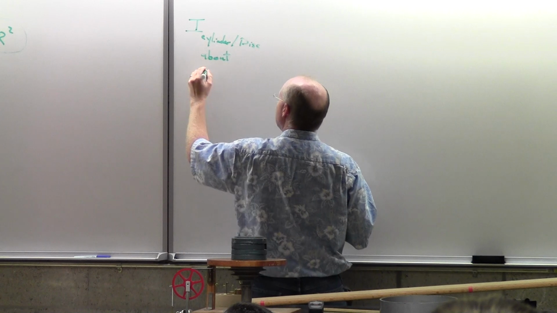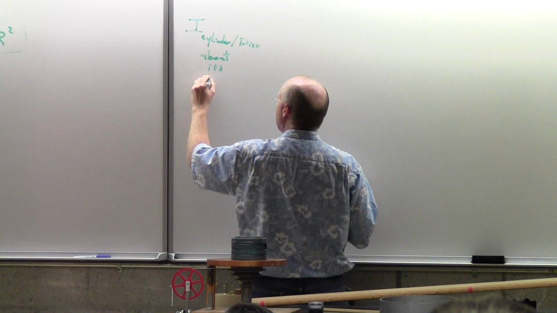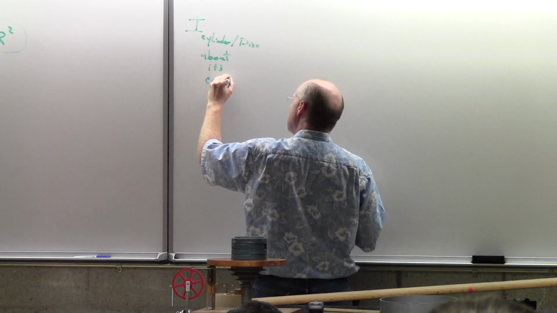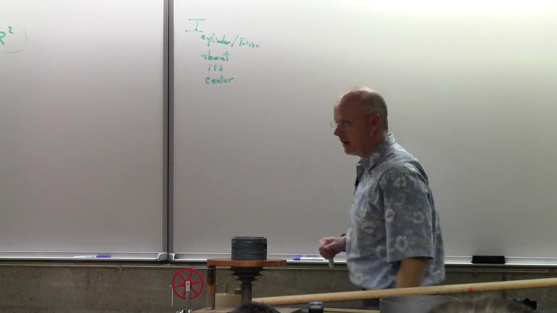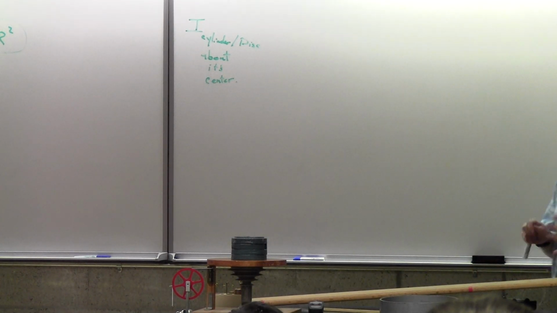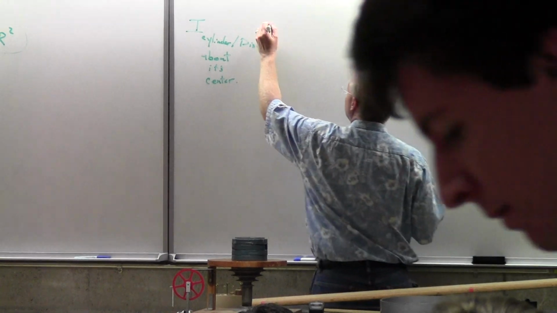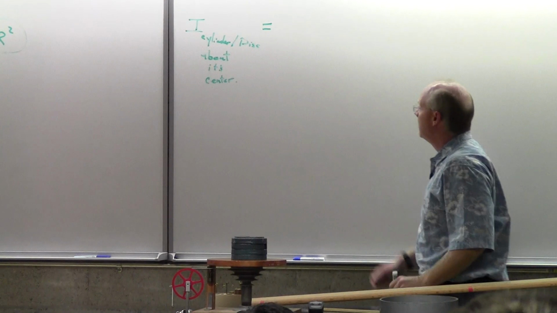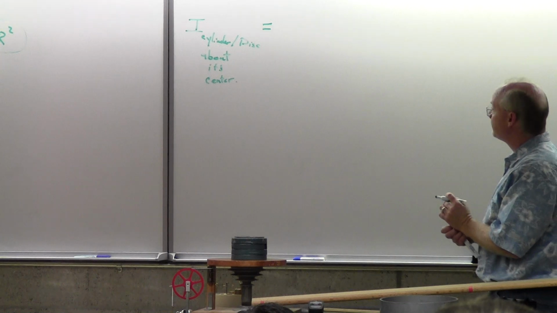And I want to emphasize, you're going to be rotating it about its center. And I should even say symmetric axis here, because we're going to rotate it around, not, as you pointed out, this way rotation, but this rotation, like a wheel. Okay, and so what is the moment of inertia of a cylinder or a disc about its center?